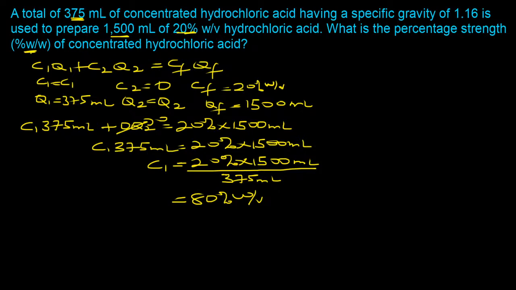So the equation that would allow us to do the conversion, once again, is percentage weight by volume for the concentrated acid is equal to percentage weight by weight times the specific gravity. Now, because we're looking for percentage weight by weight, we can rearrange the equation to give us percentage weight by weight being equal to percentage weight by volume divided by specific gravity.